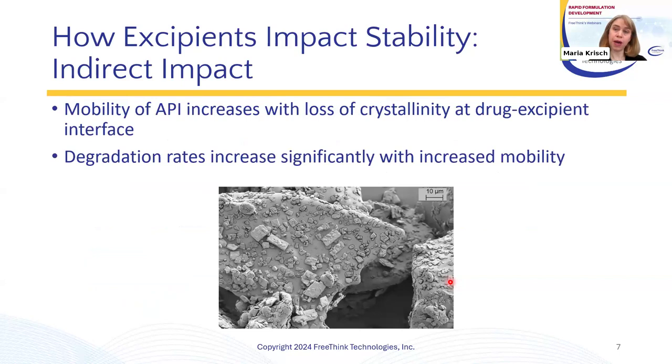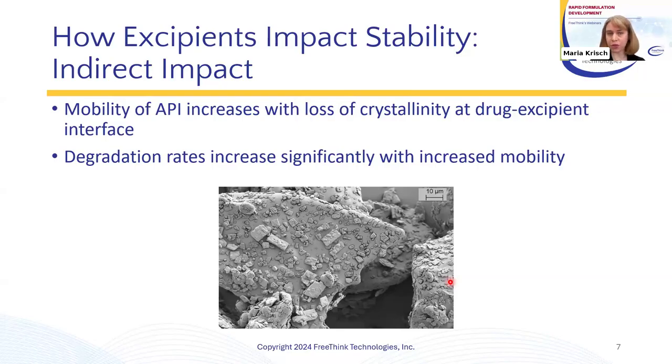So while those direct impacts can play a role in stability, what's actually often an even bigger impact is indirect interactions between the excipients and the drug products. So what's going on here? In general, you have increase in mobility of the API as you lose crystallinity. And that loss of crystallinity can happen at an interface. And specifically, in this case, we think about the drug excipient interface. And once you have an increased mobility, you also have an increase in degradation rates.